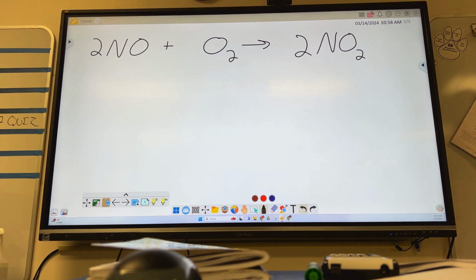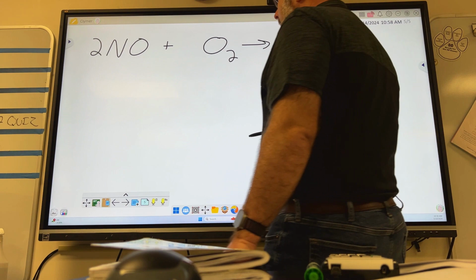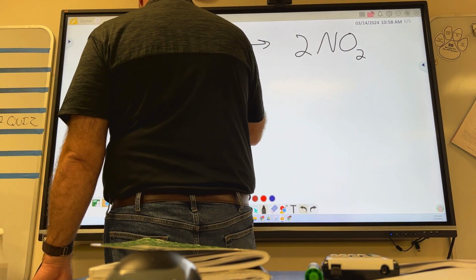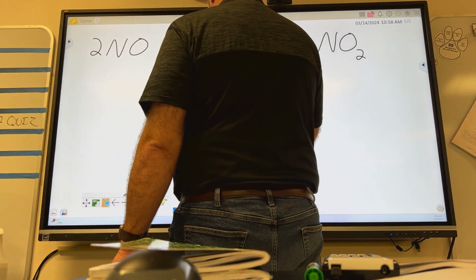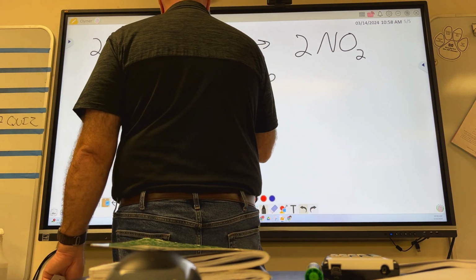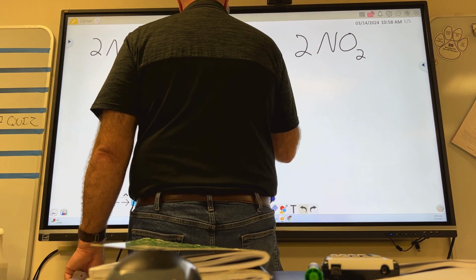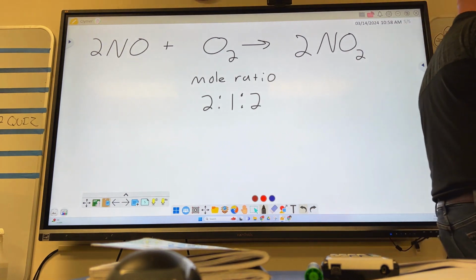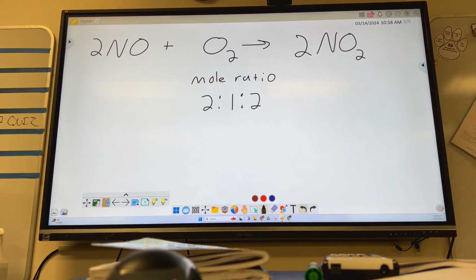So, what is our mole ratio here? 2, 1, 2. As written, this is 2 to 1 to 2, is it not? Yeah. Now again, these are different numbers than we had in the last worksheet, but this is also a different chemical equation. Every chemical equation is going to be different for that matter.